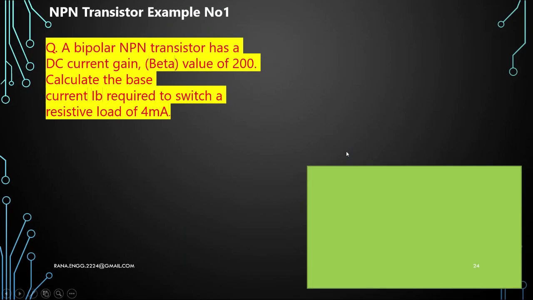For every device we get a data sheet with various parameters: how much current it can handle, how much voltage it can handle, and what the various power dissipation values are. Everything is available there. Now let us see one example based on this. The question is: a bipolar NPN transistor has a DC current gain, that is beta, of 200. Calculate the base current IB required to switch a resistive load of 4 milliampere. So what is the given data? We have beta 200, load current 4 milliampere, and we have to calculate IB.